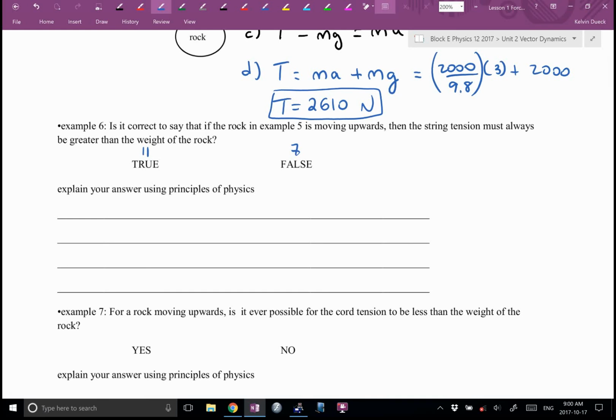The false people, can you give me a situation where the rock could be moving upwards and the tension was not larger than mg, than the weight? I mean, you voted false. You must have had a reason. I'll help you out just to give you some confidence. That's the correct answer.